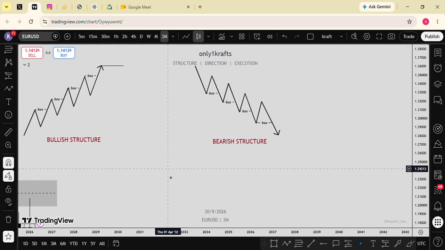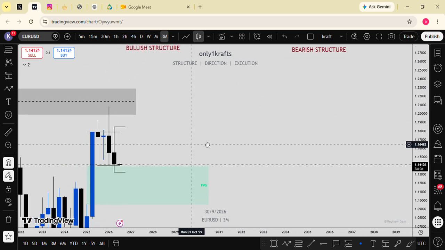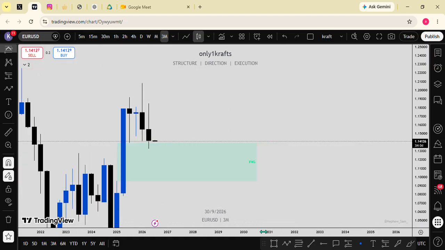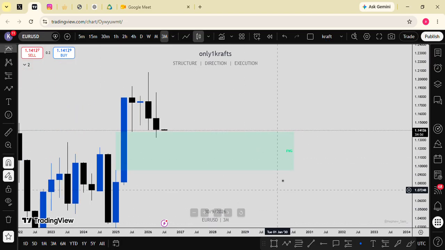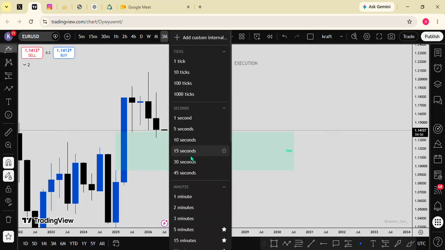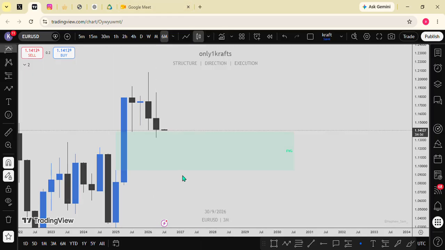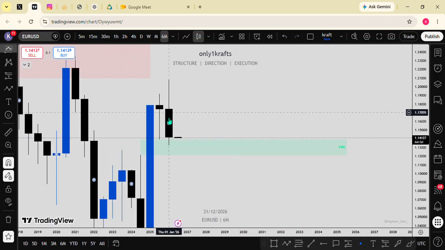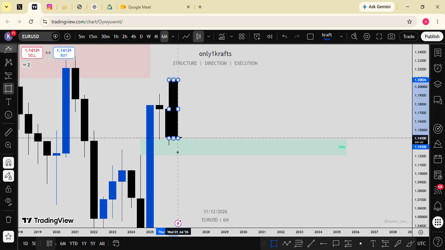Now let's go to the chart and explain this thing properly. So I'll be using the last 6 months of this year. I'll be using the candle of the last 6 months of this year, which is this candle right here. You can see it opened in January 2026, and it closed yesterday. So let's mark it out.